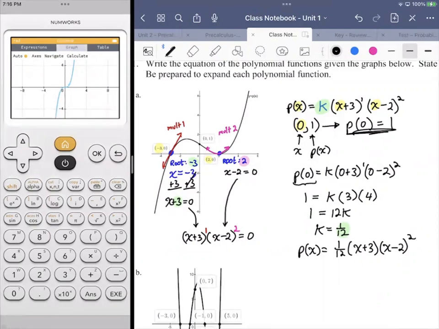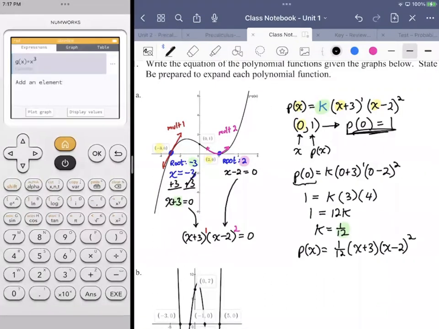So I'm going to go to my expressions tab here. I guess it doesn't matter because I'm going to write it as binomials anyway. 1/12. Beauty of this calculator, when you put a division, it makes it a fraction. And if it's not something that's easily represented as a fraction, it gives you a decimal approximate. x plus 3, x minus 2 squared.